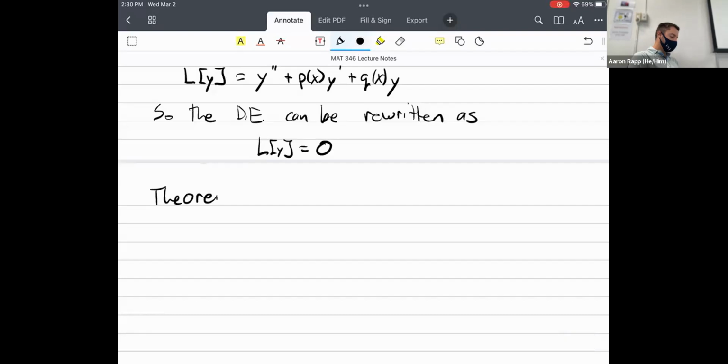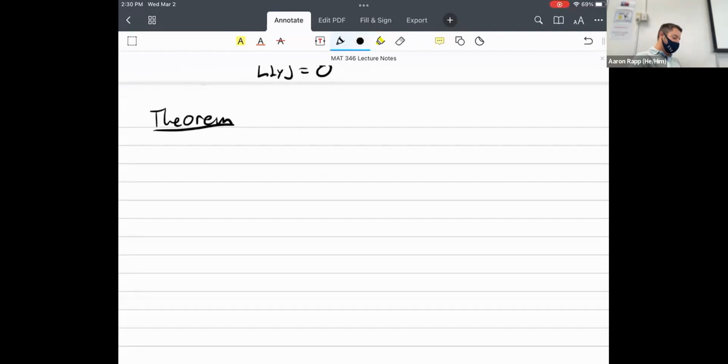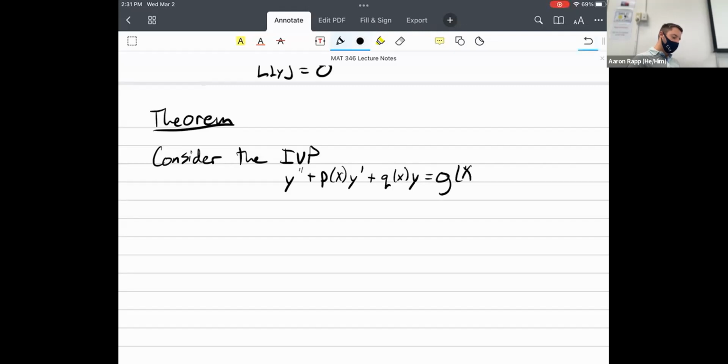First thing I'm going to do is tell you a nice little theorem. The theorem is going to say I can guarantee you that you will find a unique solution. We'll come back and revisit this a little bit later. But it's going to say the following. Consider the following initial value problem. We have the second derivative of y plus some function of x times the first derivative plus some function times y is equal to g of x.